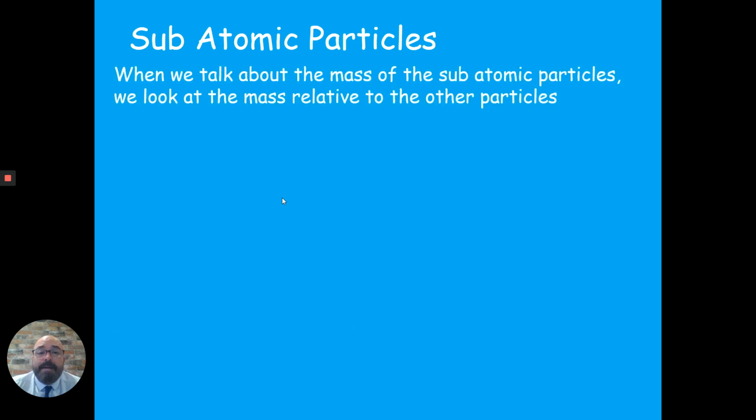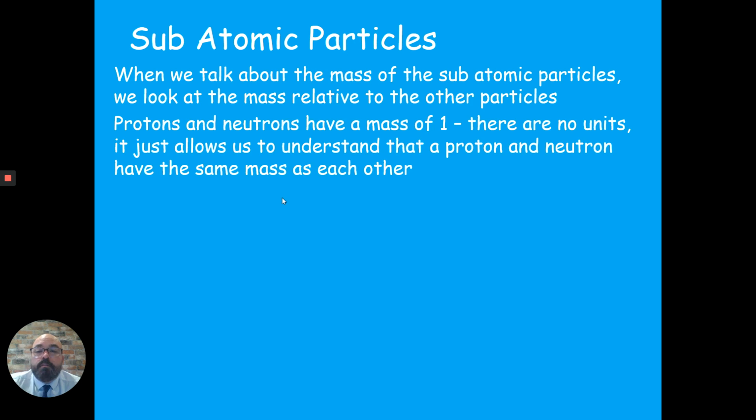So if we talk about the mass of the subatomic particles now, what we're talking about is relativity. We don't say they weigh 17 grams or anything like that. We talk about the mass relative to other subatomic particles. So protons and neutrons, we say, have a relative mass of 1. No units. We're not talking kilograms, grams or tons. Basically, it's just showing us that a proton and neutron have the same mass relative to one another. They are essentially the same mass of 1.